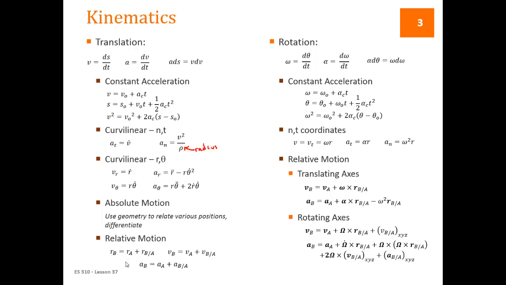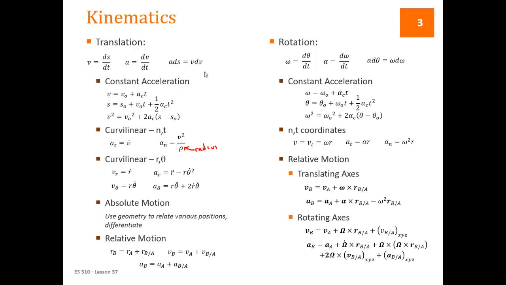So if we know the position of point B and the position of point A, we can find the position of point B relative to point A, or as measured from point A. We can do the same thing for velocities and accelerations. So this was where, if you're in a moving car, how fast does the other car seem to be moving? Those types of questions. Then we added rotation when we moved on to rigid bodies.